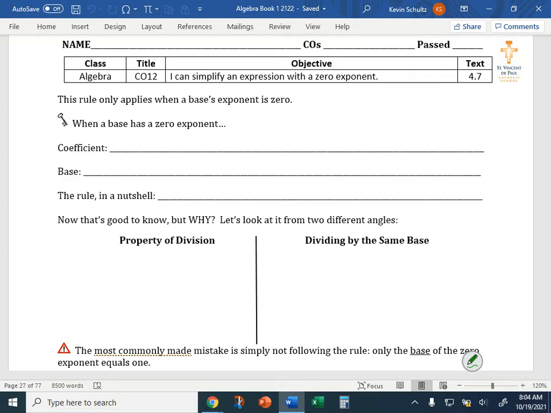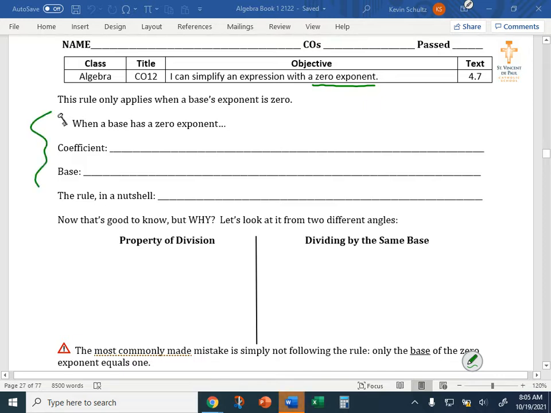Today we're talking about CO12, which is the third of 5 rules that we're going to be learning about dealing with exponent expressions. And this one is very specific. This one deals specifically when you've got a power of 0, okay? A power of 0, which is why for our rule here, I don't even include the exponent, right? Because this rule only applies when the exponent is 0, okay?